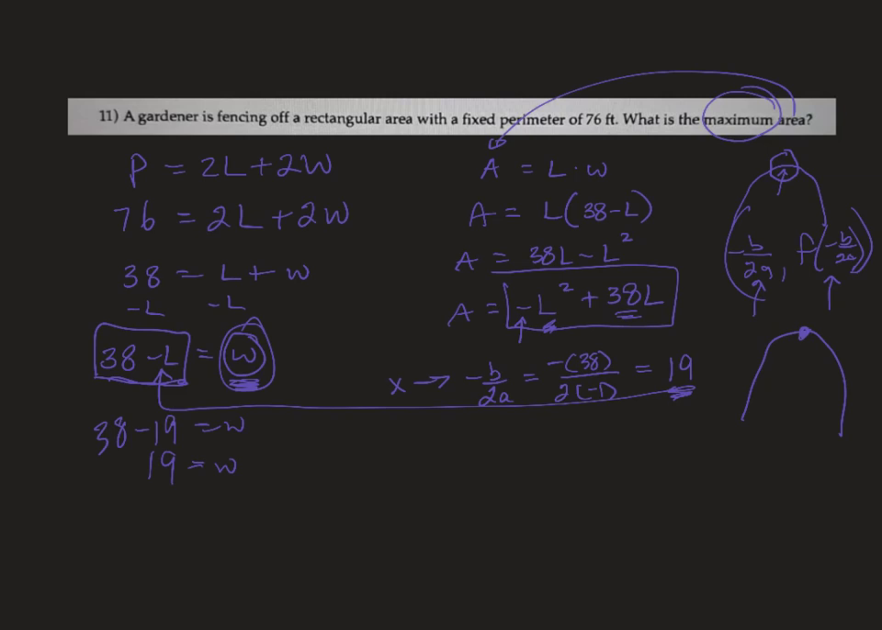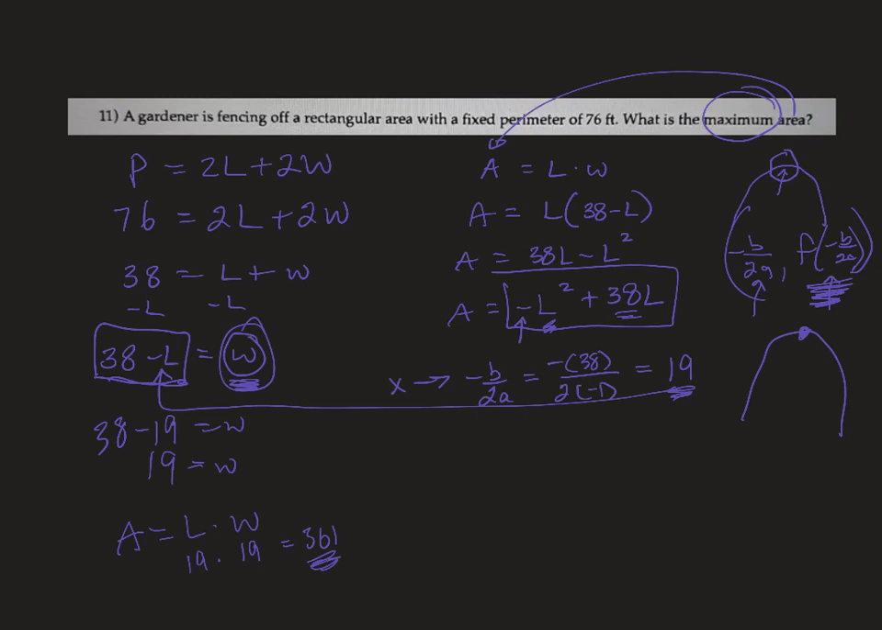But they want to know what the maximum area is. And so if I know the length, here's our area formula. If I know the length is 19 and the width is 19, multiplying those two, I think, comes out to 361.